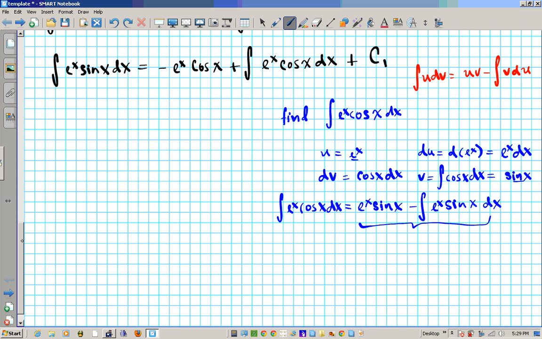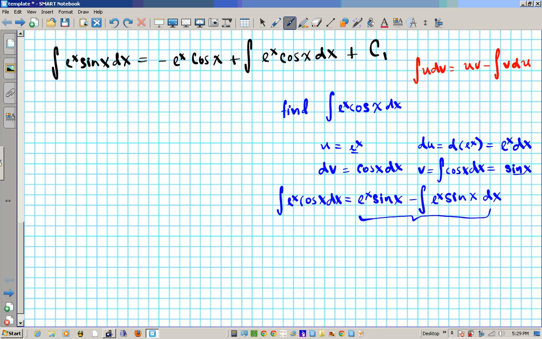So now let's rewrite it. We're now going back to the main problem. So we're going to have the antiderivative of e to the x sine x dx equals negative e to the x cosine x plus, now let's write this down. Oh yeah, sorry, there's supposed to be a c2 somewhere here. So this one has its own c2. So let's put it over there. Don't forget the pretty little constant.